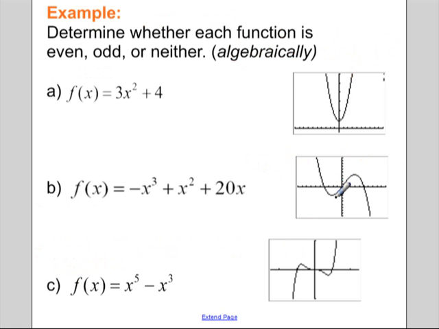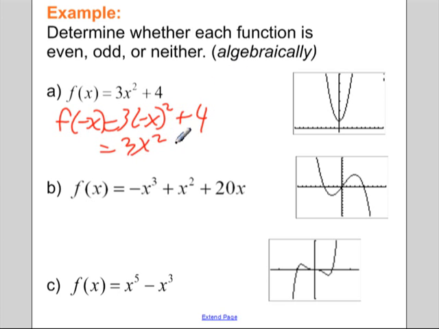So this first one, we've got f of x is 3x squared plus 4. What I want to do is see what happens when I plug negative x in. So I'm just going to plug negative x in wherever I see an x, and then I'm going to simplify. And of course, negative x squared is negative x times negative x, which is positive x squared. So this just becomes 3x squared plus 4. How does that compare to the original function? It's equal to the original function. So f of negative x is equal to f of x. They're the same. That makes this an even function.